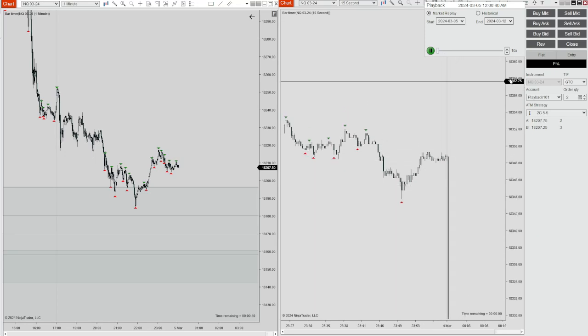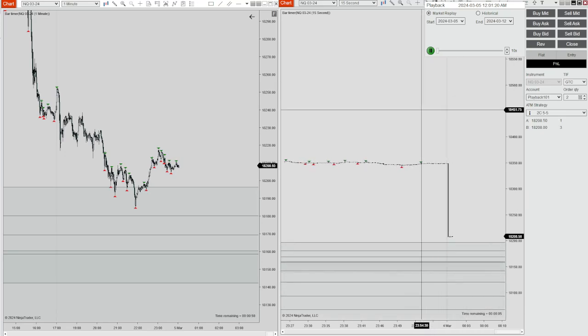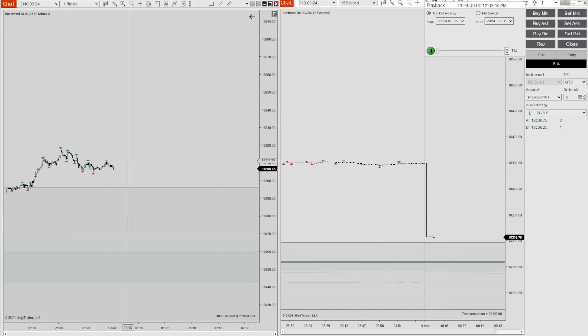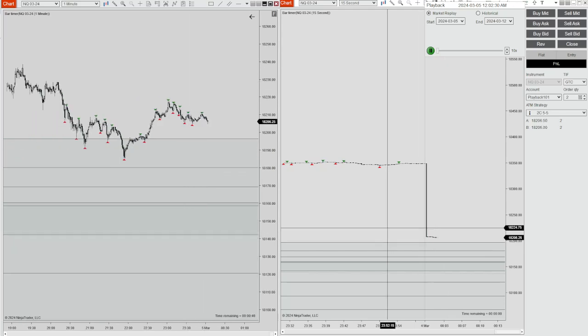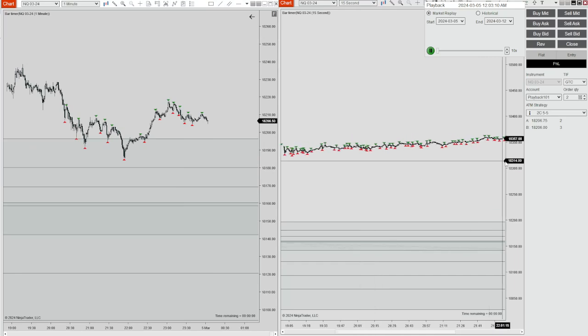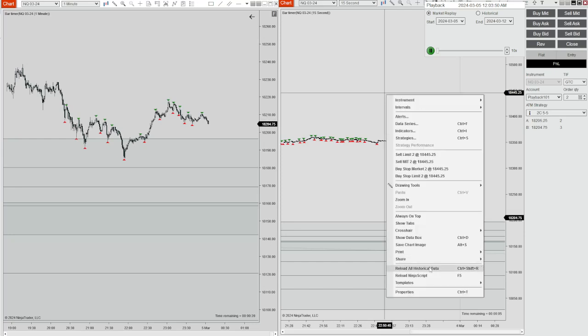Okay, so that's clearly a glitch in NinjaTrader. What the heck? I would ignore that. Why is it like that? Yeah, so this is clearly off. Reload.